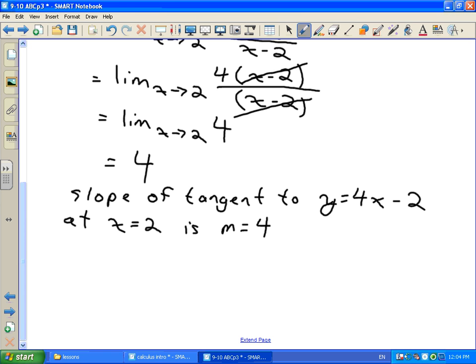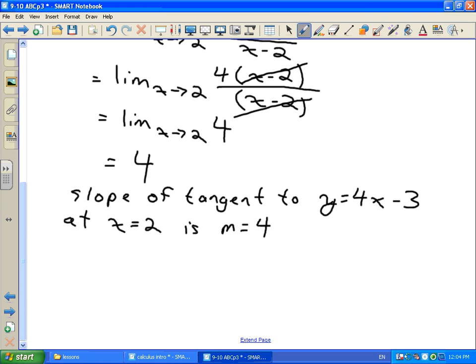Fair enough? So you said minus 3 is minus 2, and I wrote minus 2? Let's fix that. Thank you very much, guys. Okay? So, a simple evaluation of a limit to get a slope.